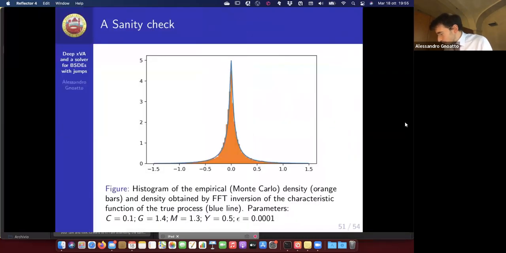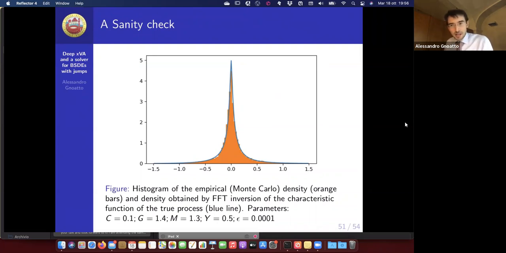What we did here is a sanity check. Since for the CGMY we know the characteristic function, we can invert the characteristic function using the fast Fourier transform, and you get a numerical density. This is the blue line. Then we simulate Monte Carlo paths of our jump diffusions, we plot the histogram, and these are the orange bars. The histogram from Monte Carlo is very close to the FFT-based density. So at least this is the first sanity check.